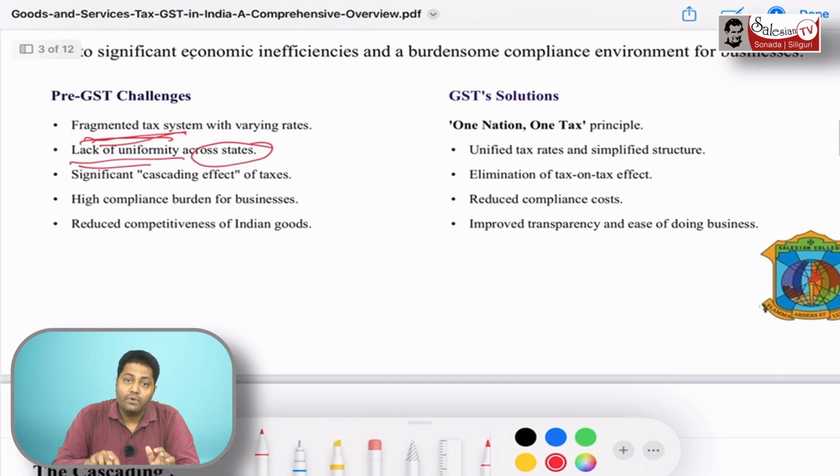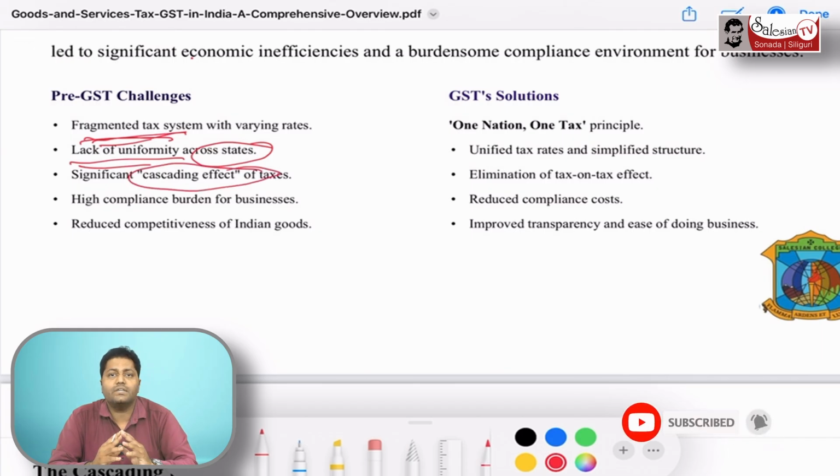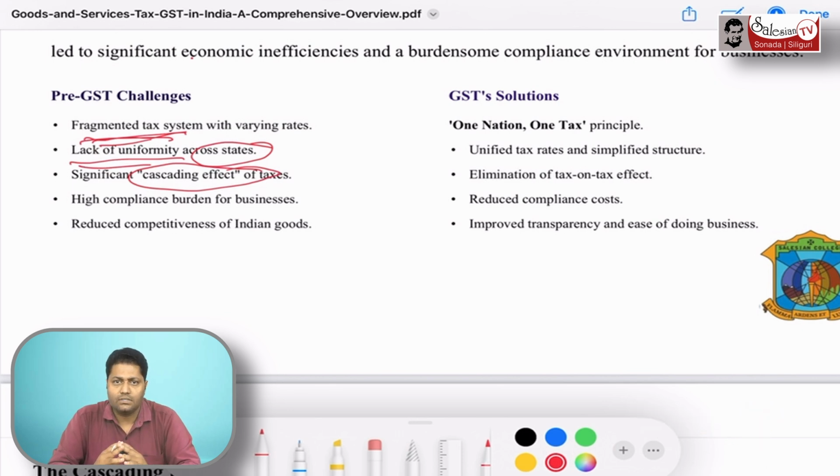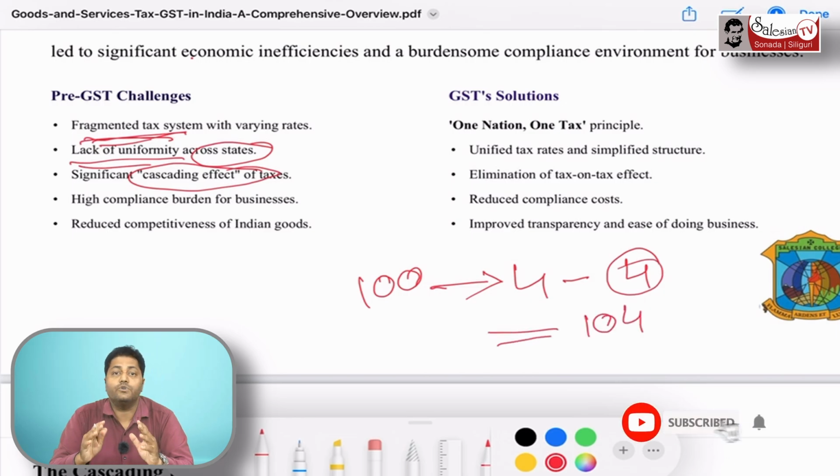Now next we will study the important topic that I mentioned beforehand, the cascading effect. Now what is this cascading effect? Cascading effect simply means tax on tax. What does tax on tax mean? Suppose you have paid 100 rupees for the goods, and for that you have paid 4% tax, that means you have paid 4 rupees, which equals 104 rupees.